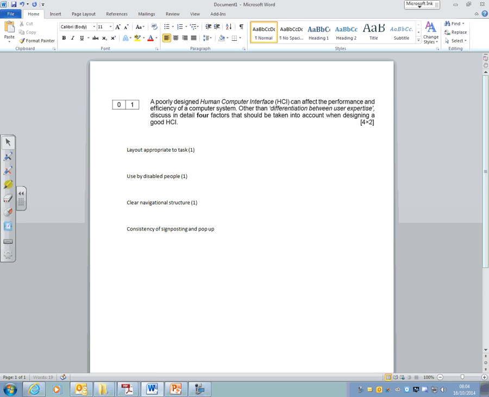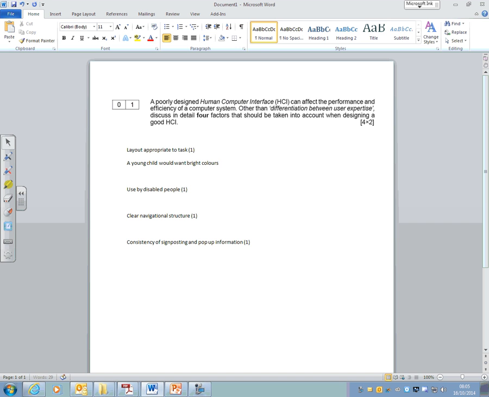and pop-up information. Now, we've talked about these in class because obviously you can answer them as other questions. So when you think each of those is worth 1 mark, you can get half marks on this question purely for knowing the headings. You do, however, know the expansion points because we've been covering them through other activities. So for layout appropriate to task, we need to be talking about child versus professional. So you would say a young child, and then you could give any expansion point about young child that you wanted. Young child would want bright colours to attract attention.